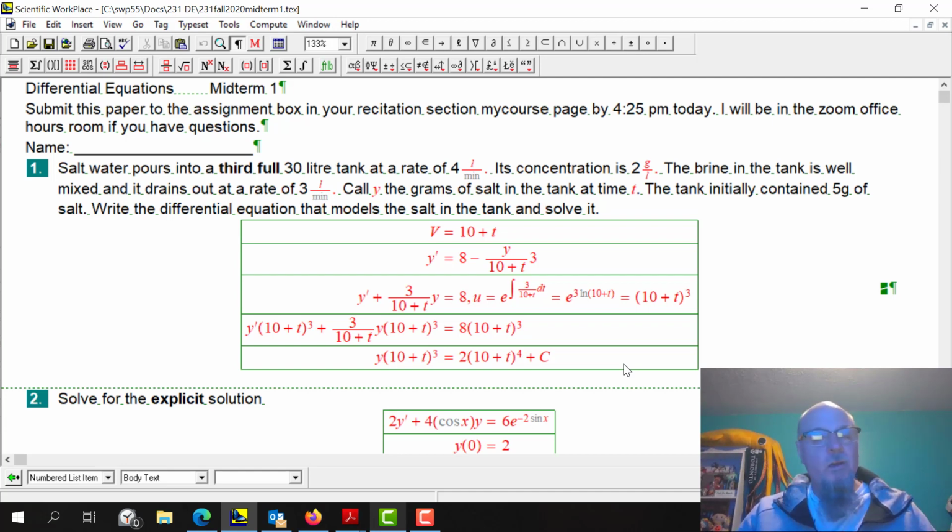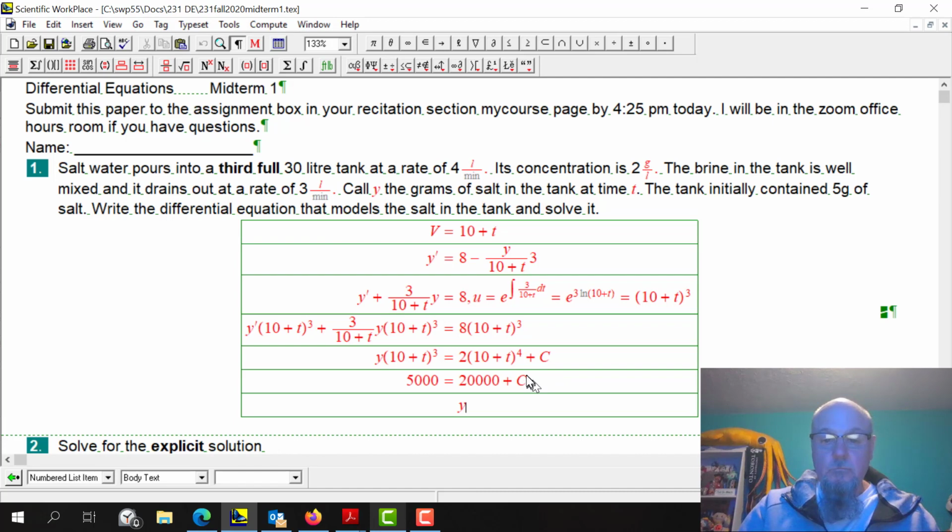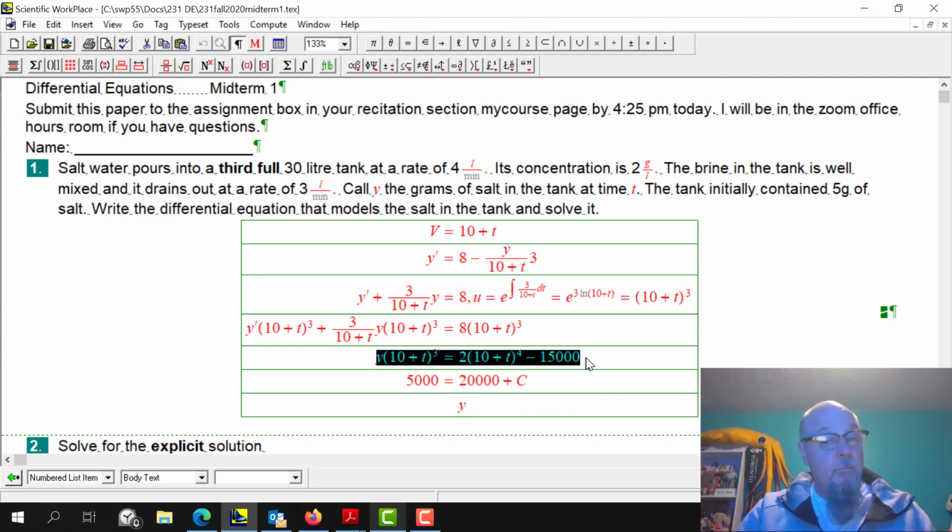How do we get the c? Initial conditions. So initially there's 5 grams of salt. So when I put t equal to 0, y is equal to 5. So 5, when I make t equal to 0, that's 1,000 equals 2. When I make t equal to 0, that's 10,000, so 20,000, plus c. So c's got to be minus 15,000. Now there's the implicit solution.